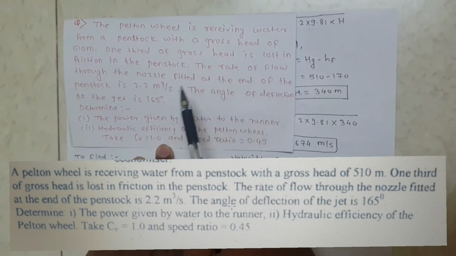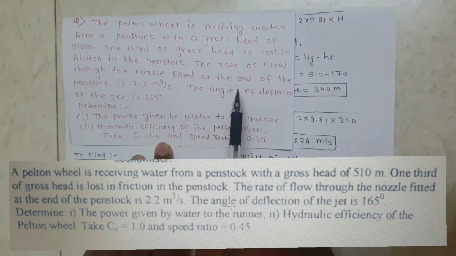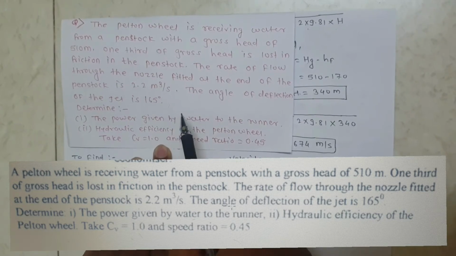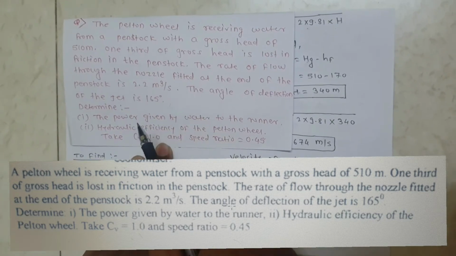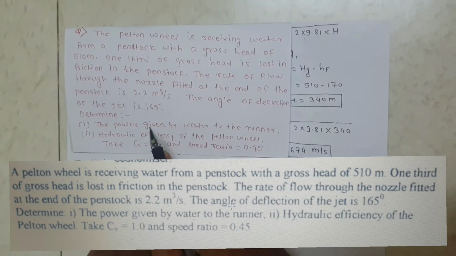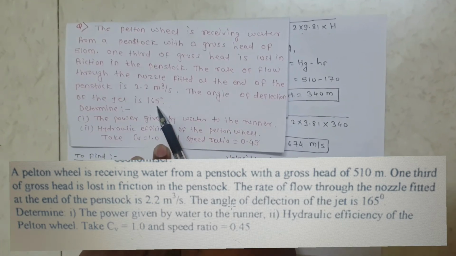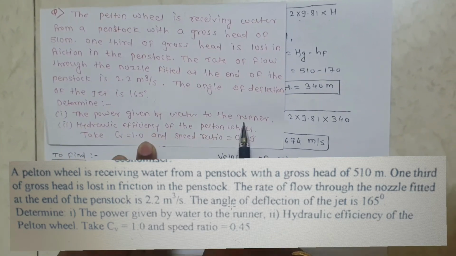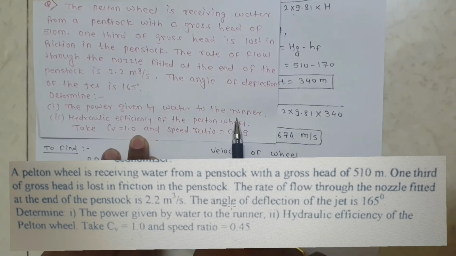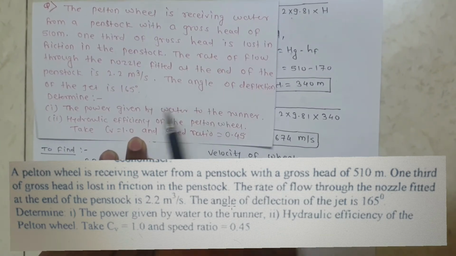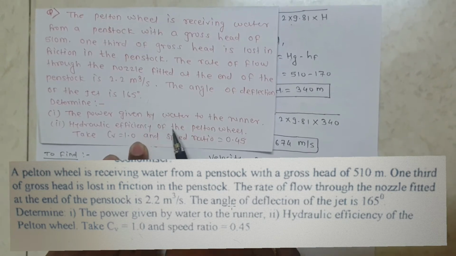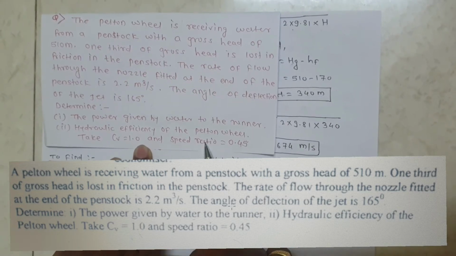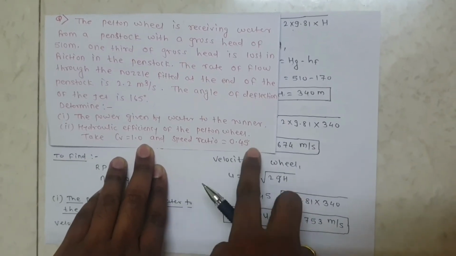The rate of flow through the nozzle fitted at the end of the penstock, that is Q, is equal to 2.2 meter cube per second. The angle of deflection of the jet is equal to 165. That means delta is equal to 165. And we need the power given by water to the runner, that means the runner power. And second one is the hydraulic efficiency of the Pelton wheel. Coefficient of velocity is given 1. Speed ratio KU is equal to 0.45.